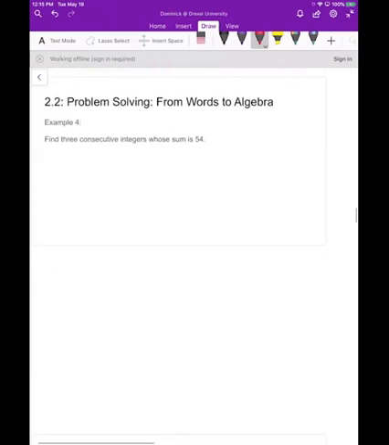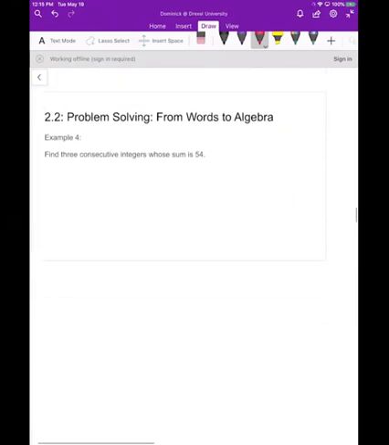Now the next example is a consecutive integer problem. First of all, let's talk about what we mean by consecutive. The word consecutive just means one after the other. So if you have 3, 4, 5, those are consecutive numbers. In these consecutive integer problems, you're always going to call the first number x. Then what's the next number?